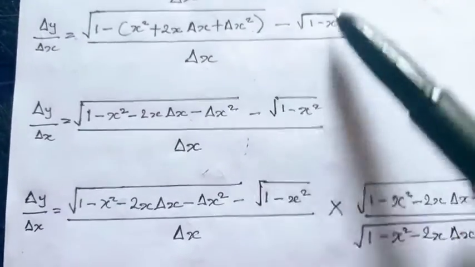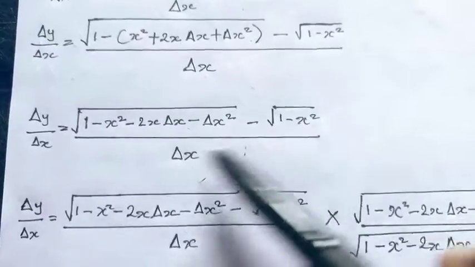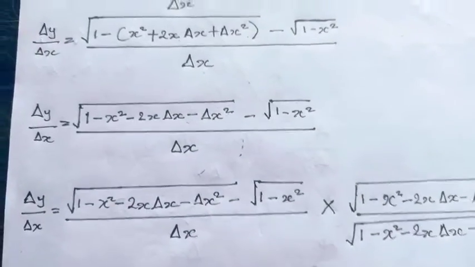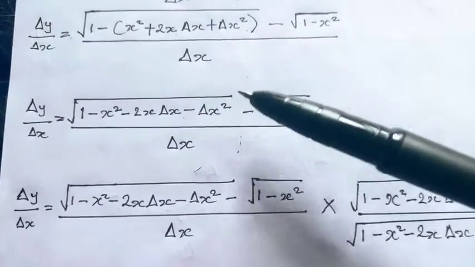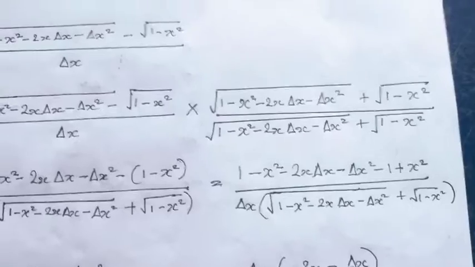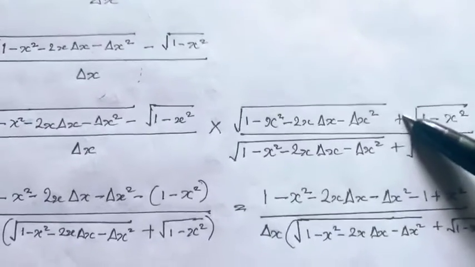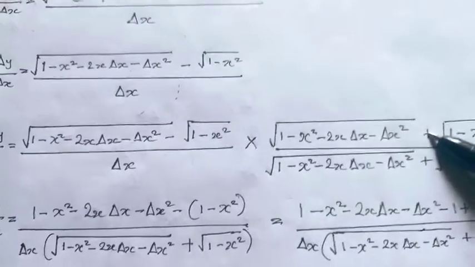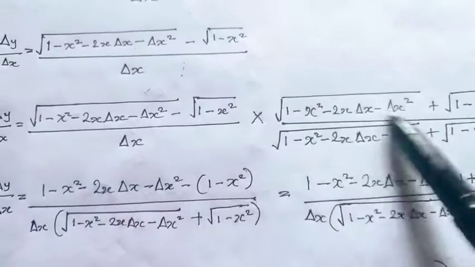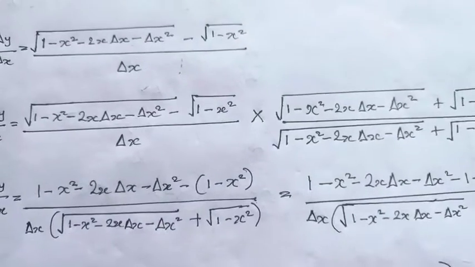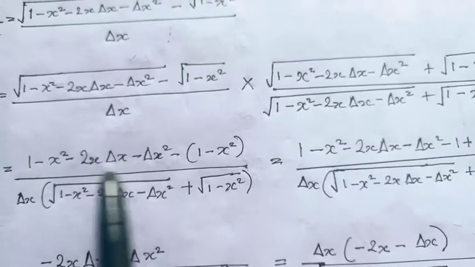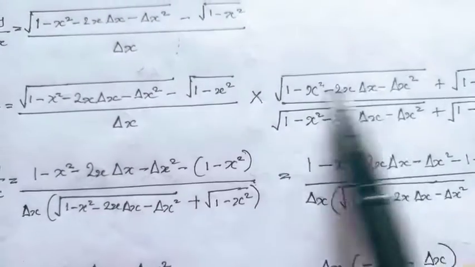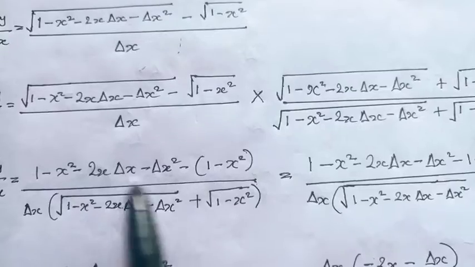And now I have my f of x here, divided by change in x. So from this step, I multiply by the conjugate of my numerator. You already know the conjugate is simply the inverse sign, which is plus in this case. I have multiplied by my conjugate just like I did in the initial step, and I have gotten this as my answer. So when you multiply out this conjugate, you get this.